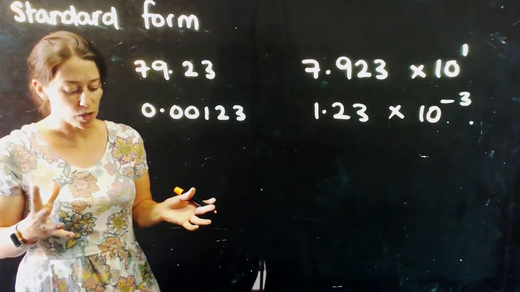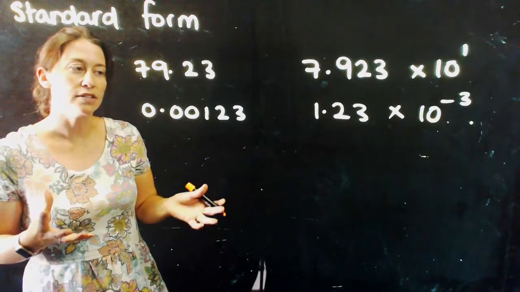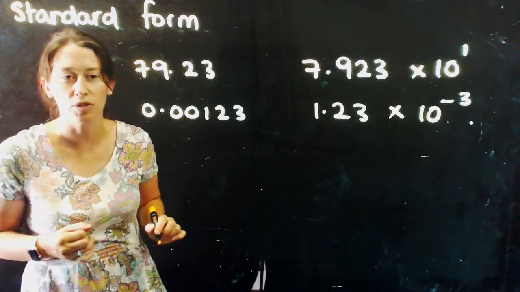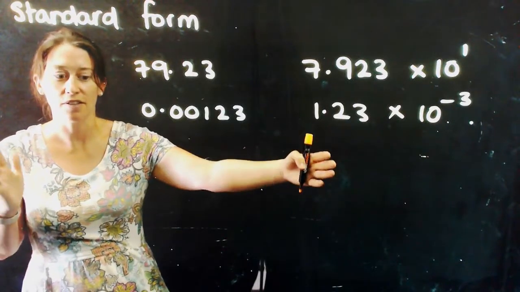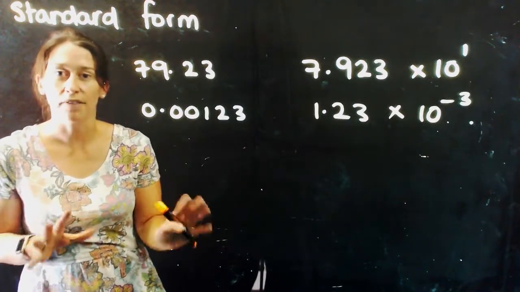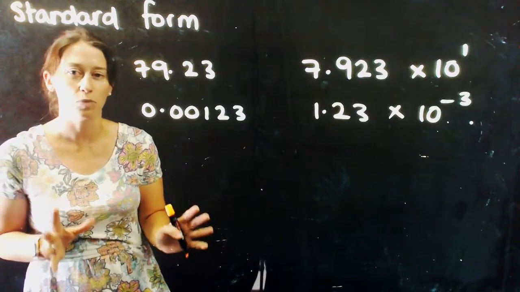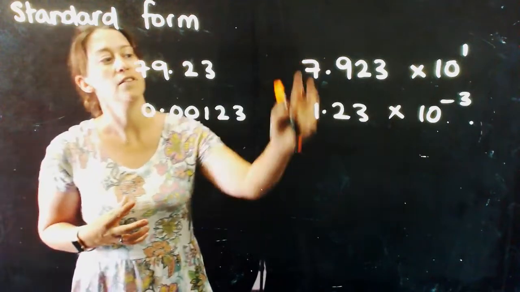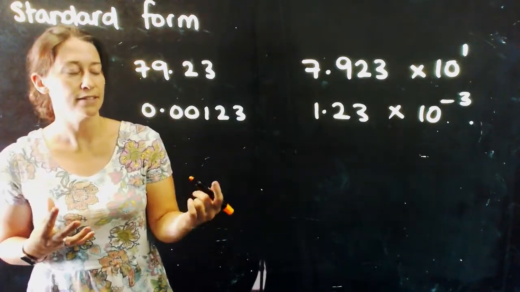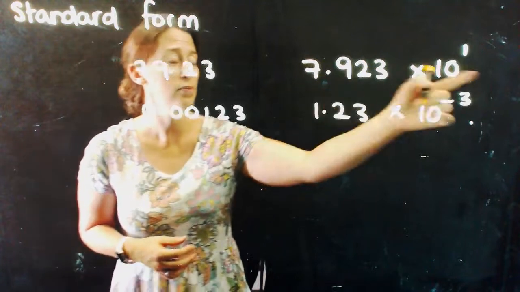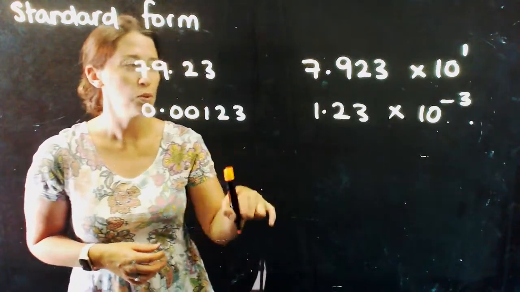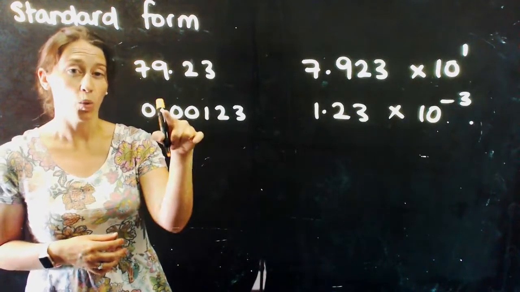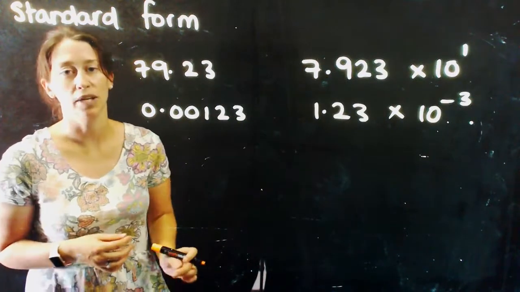Now, how is this useful? Well, we use this because if we need to do some large calculations, like speed equals distance over time, and we have the distance of the Earth and the speed of light, we're dealing with very small numbers or very large numbers. So it's good to have them like this. Now to type it into your calculator, if I wanted to type this number in, I would type in 7.923 times 10 and then use your power button, 1. Okay, so that's how I would write that number in.